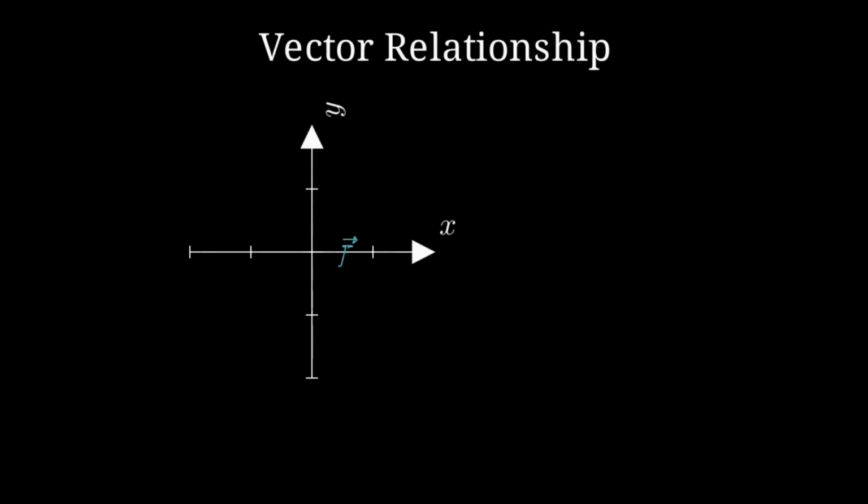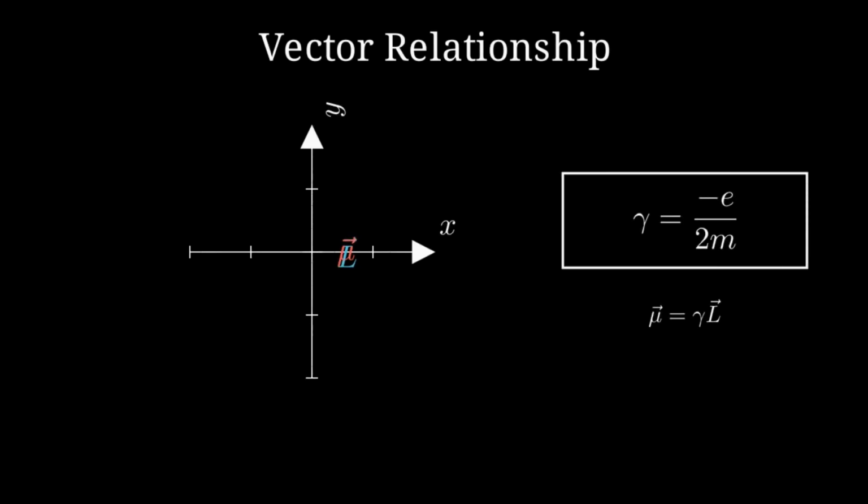In vector form, the magnetic moment is proportional to the angular momentum vector, but points in the opposite direction. This proportionality constant, gamma, is the magnetogyric ratio for the orbital motion.